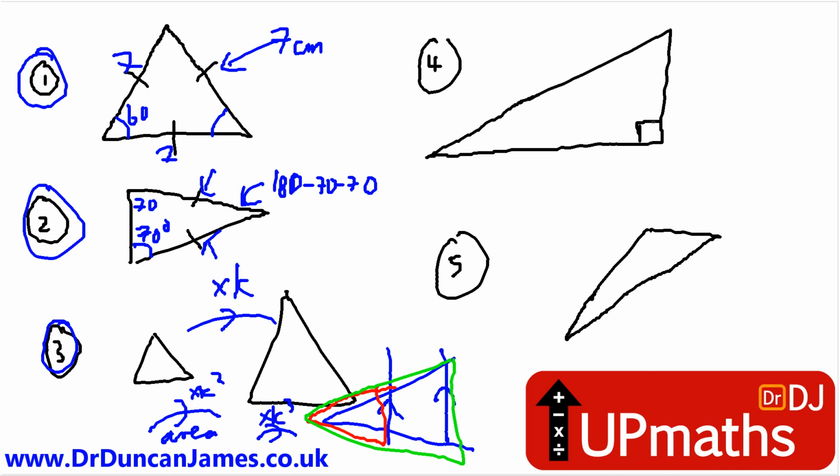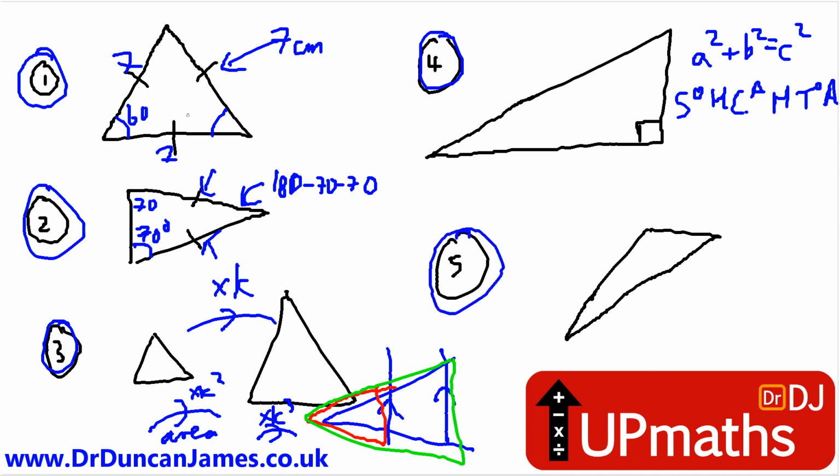Anyway, then the fourth thing I look for is it a right angle triangle? If it is, then I know that I can use Pythagoras, which is a squared plus b squared equals c squared, and I can also use SOHCAHTOA. Finally, is it any other triangle? Well, that's easy because it is. So if there's none of those four, it must be some other triangle, in which case you're probably going to use sine rule or cosine rule.